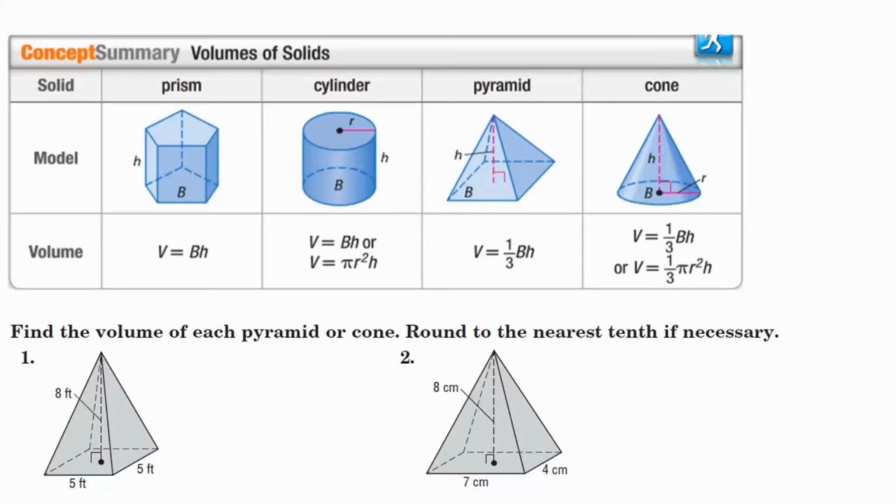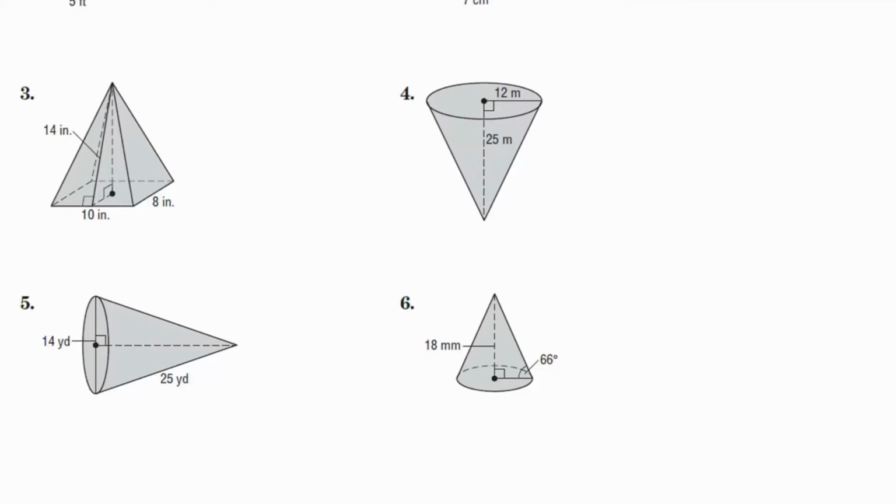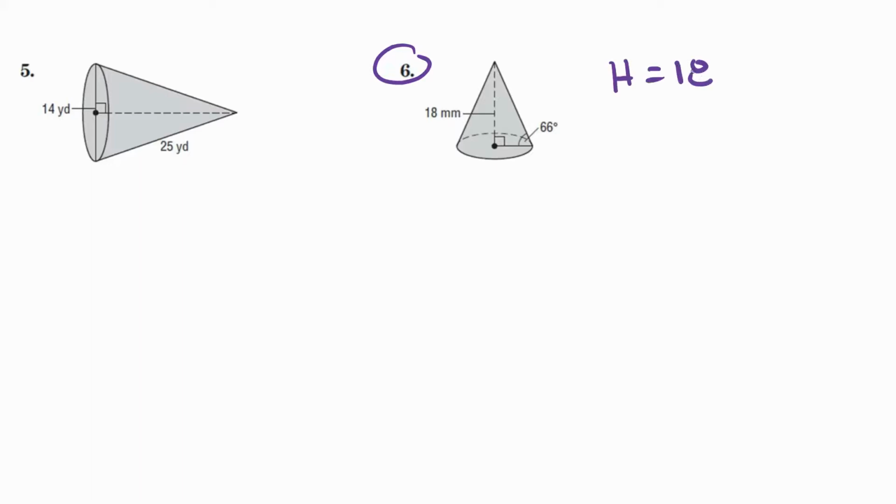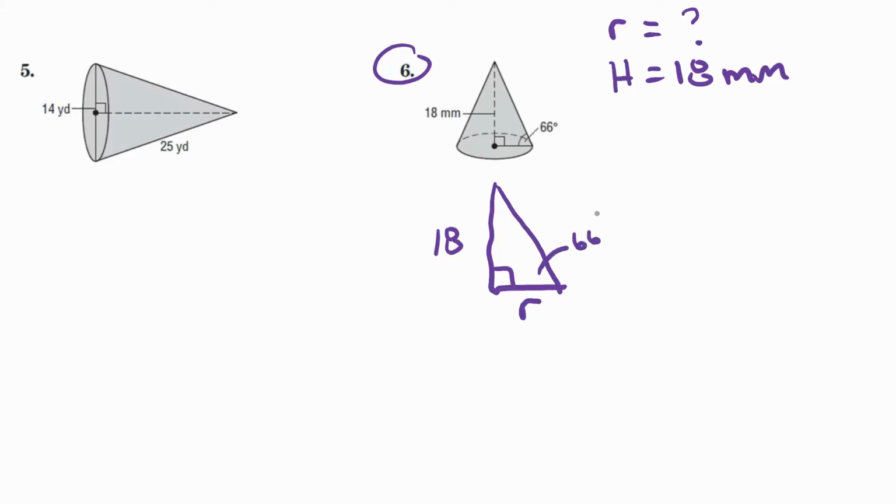That handout gives you a summary of the volumes of solids. There is one problem on these extra problems that I wanted to look at, and that's problem number 6. Here we have that the height of the cone is 18 millimeters, but we don't know the radius. We have a right triangle where one side, which is the height of the cone, is 18. We don't know the radius, and we know that this angle here is 66 degrees.